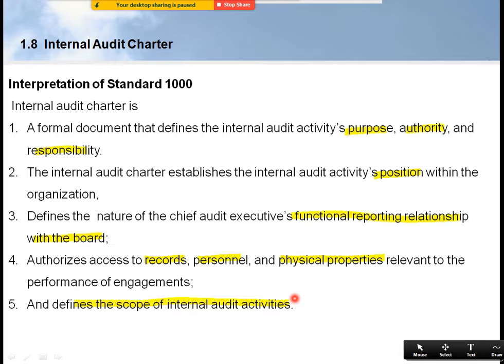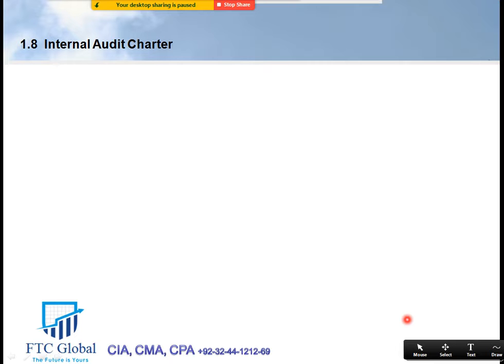So don't think that the board is so free that they will draft the internal audit charter for you, or that the chief executive officer will. You will draft it yourself, and then the board and the chief executive officer will add or delete something to make it acceptable to them. The final approval of the internal audit charter resides with the board of directors. So we understand this implementation standard 1000.